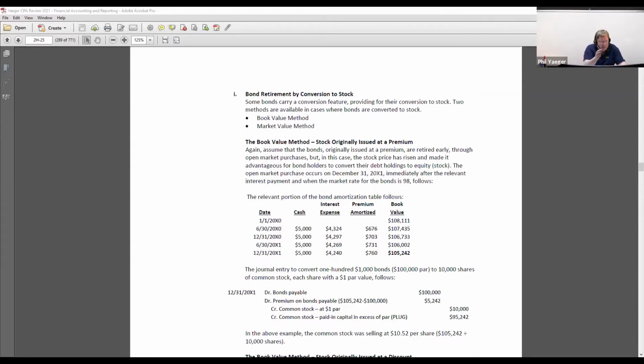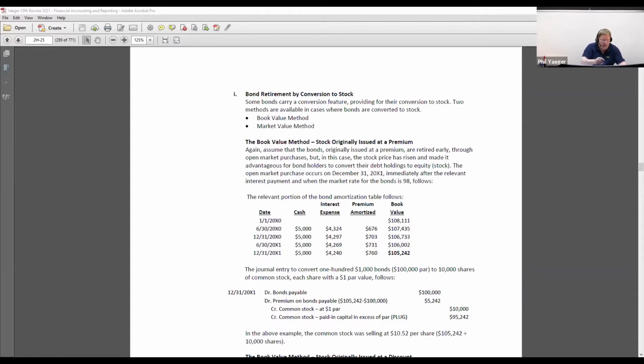So it says here, again, assume the bonds originally were issued at a premium and they're retired early through open market purchases. Remember what open market purchases are. That's the date they can buy it back. But in this case, the stock price has risen and made it more advantageous for the bondholders to convert their debt holdings to equity, to stock. The open market purchase is on December 31st, 20X1, immediately after the relevant interest payment, and when the market rate is 98 as follows. So here is a relevant portion of a bond amortization table.